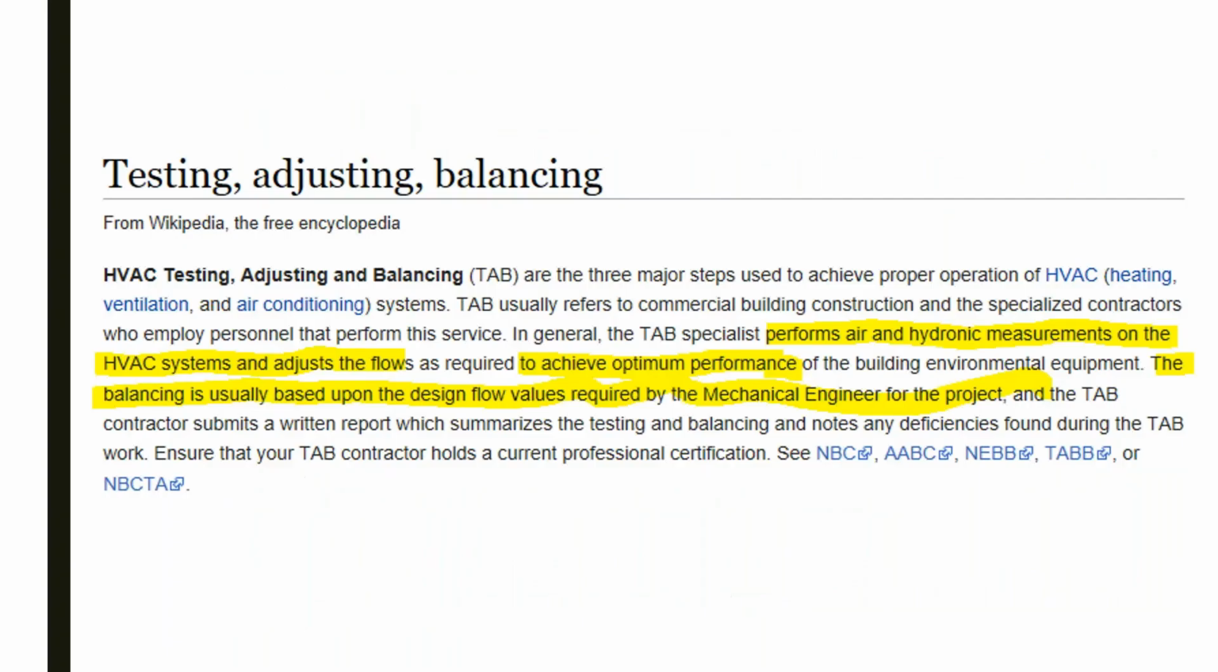So here I underlined a little bit of what I see all the time. The testing part is they are the TAB people performing measurements of the airflow and water flow. That's part of it. And then the other part is this balancing, where they are going to balance the system, and we'll talk a little bit about what that's about in a minute.